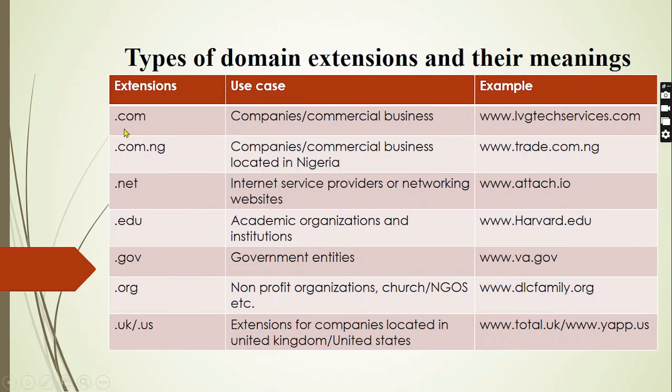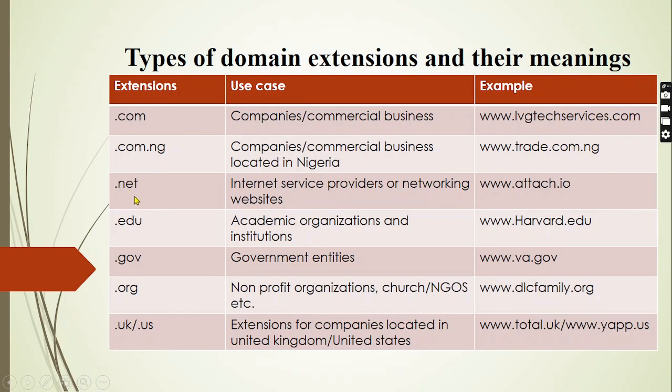The first one is .com. This is obviously the most common type of domain extension. You can see here .com. I've just used the name of my agency here, lvgtechservices.com. .com is simply for companies or commercial businesses located anywhere around the world. Then we have .com.ng. This is for companies or commercial businesses located in Nigeria. We have an example here, www.trade.com.ng, so that's the difference between .com and .ng.